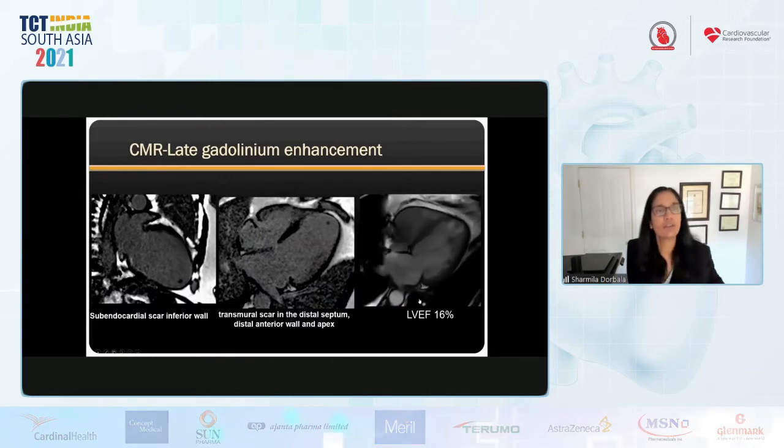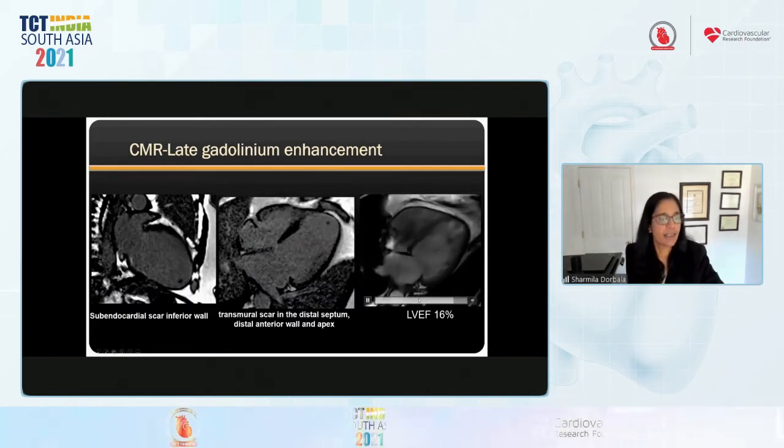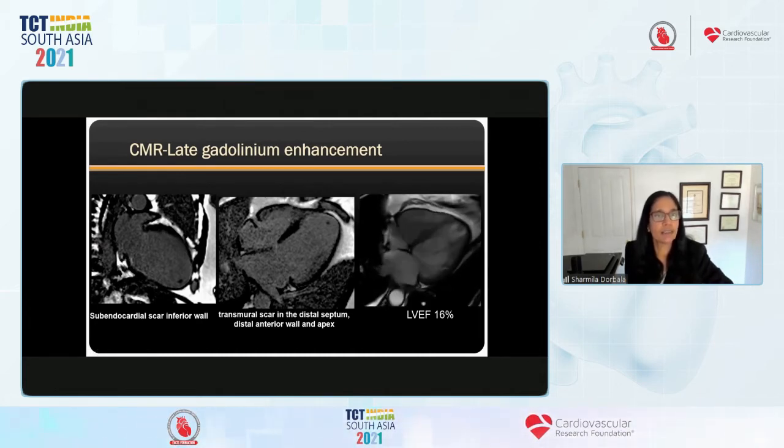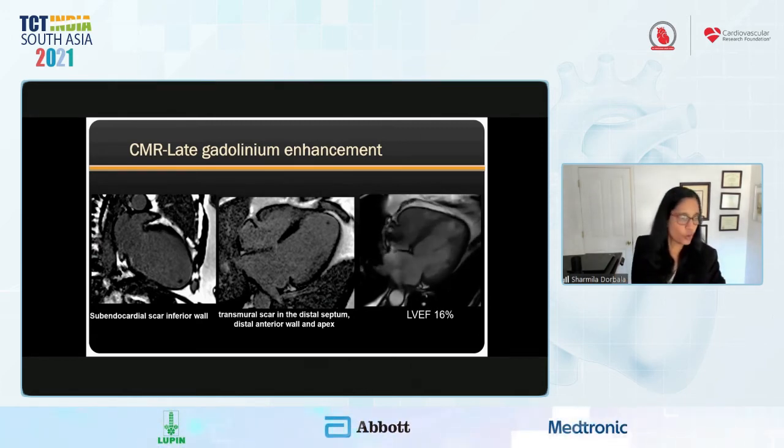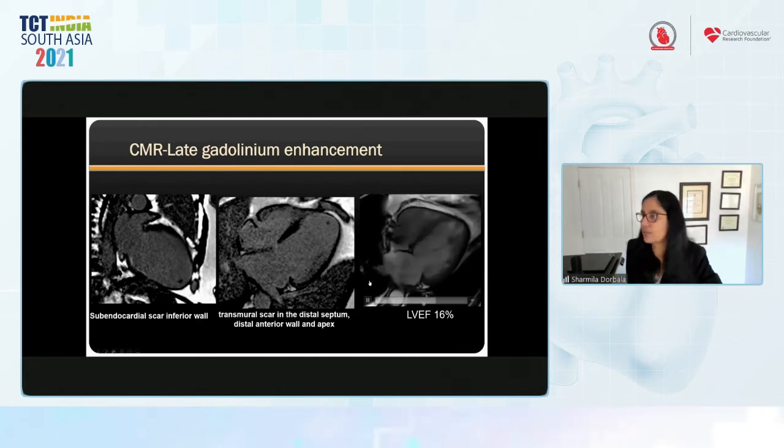So he also went on to have an MRI study, primarily because at age 86 with the recent MI, there was a concern that he is very high risk, and there was a concern that the FDG may represent increased uptake related to inflammation and not necessarily viability.